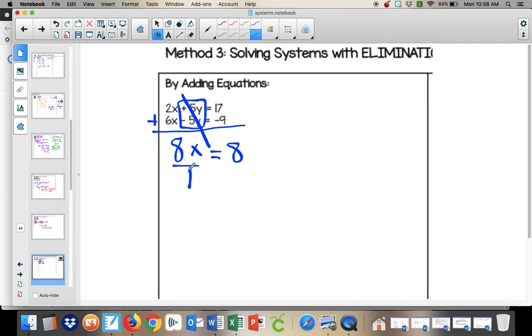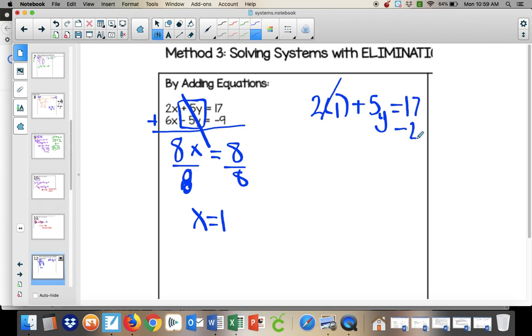So now I just solve for x. So I get x equals 1. So I was able to eliminate my y's, solve for x. Now I take this x and put it back into either equation to solve for y. So I'll do it for the first one. 2 times x, which is 1, plus 5y is 17. So this is 2, so I'm going to take away 2. So 5y is 15. So y is 3.